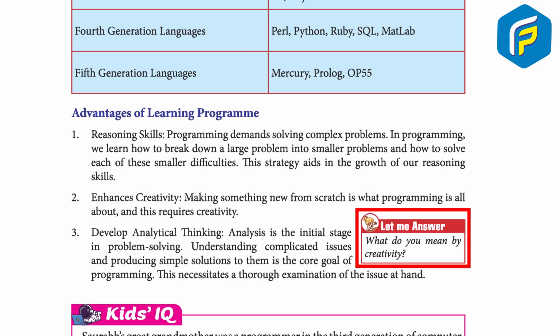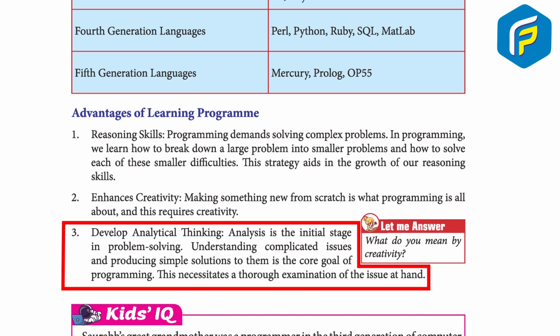Let me answer. What do you mean by creativity? 3. Develop analytical thinking. Analysis is the initial stage in problem solving. Understanding complicated issues and producing simple solutions to them is the core goal of programming. This necessitates a thorough examination of the issues at hand.